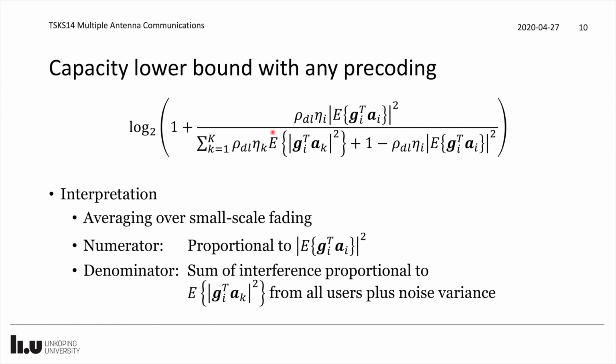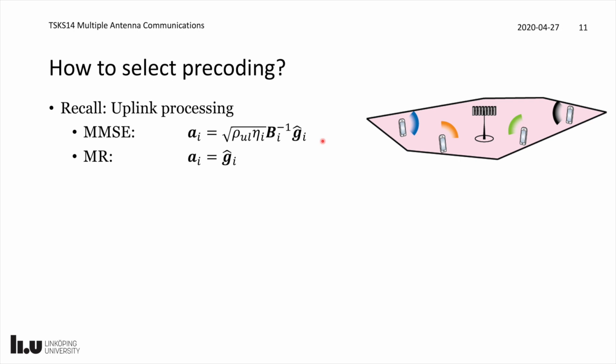But in this capacity lower bound for the downlink, we have all of the precoding vectors in the same expression. We have A_I for user I, and we have A_K for user K, and we have a summation over all of the users. So all of the A_K vectors need to be selected jointly somehow. And the choice that we make for one user will affect all of the other users as well. So one choice of A_I might be focusing the signal on one user and make its numerator as large as possible. But it might also create a lot of interference in the terms of other users. So how should we then select the precoding?